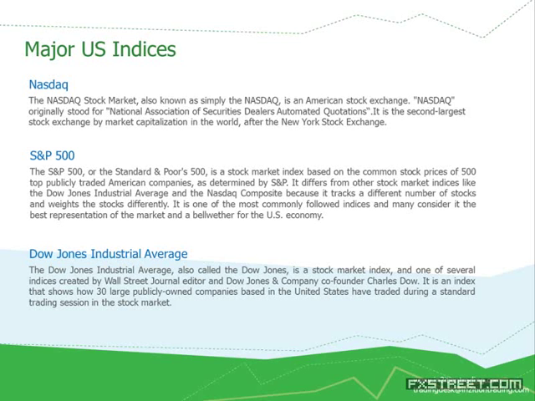The last index is the Dow Jones Industrial. It is the index that shows the 30 largest publicly owned companies based in the U.S. And it is the oldest, created by Charles Dow, and is one of several indices created by the Wall Street Journal.